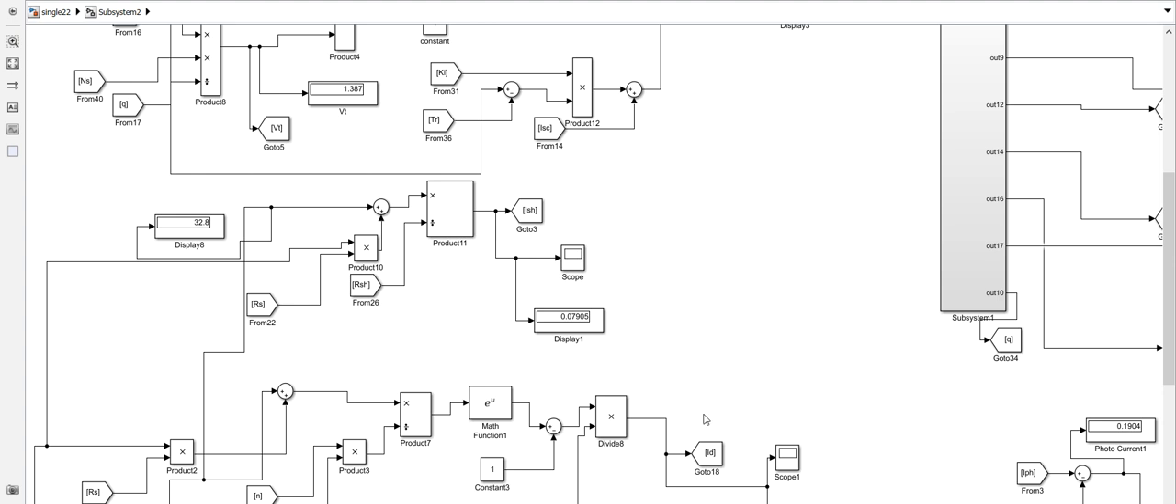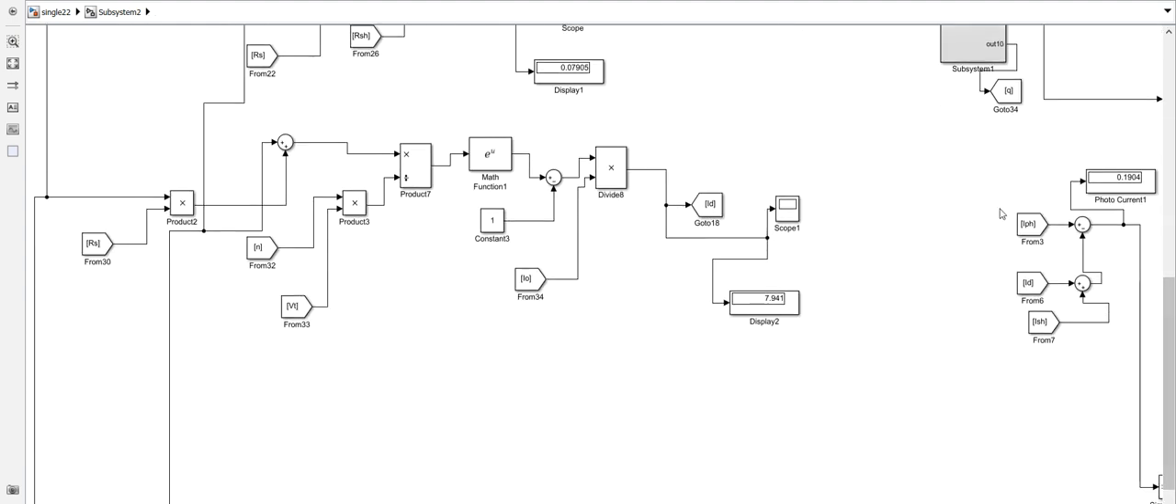And these are the equations. And now the current I is equal to I_ph minus I_D minus I_sh. And now I'm going to show you the model.